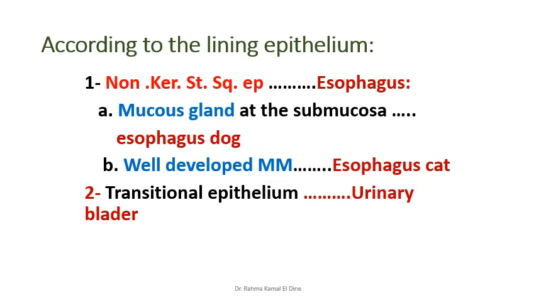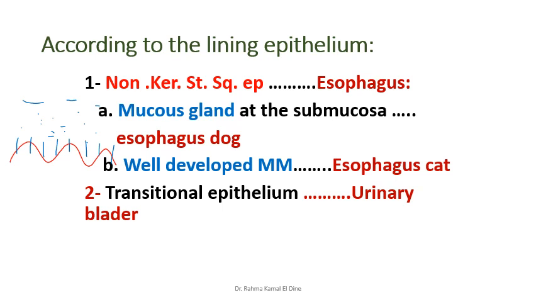Again, how can you identify the non-keratinized stratified squamous epithelium? This is the basement membrane. Here is the nucleus. First, they are basal and oval, then they are rounded, then they are flat.